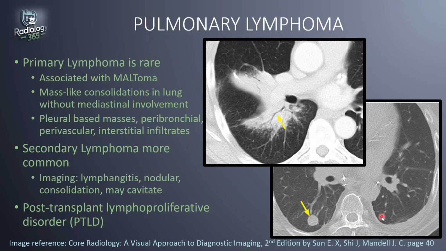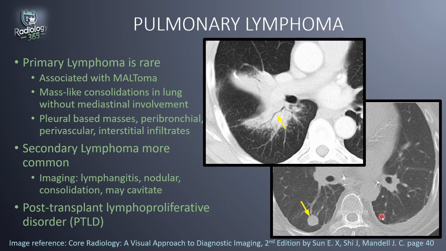The most common presentation is a mass-like consolidation limited to the lung parenchyma, but you will not see any other nodal involvement in the mediastinum or elsewhere. That proves it's primarily of pulmonary parenchymal origin. You may also have pleural-based masses, peribronchial or perivascular thickening, and interstitial infiltrates.